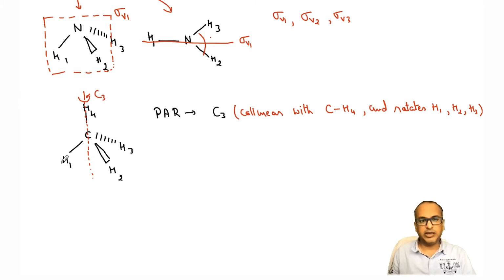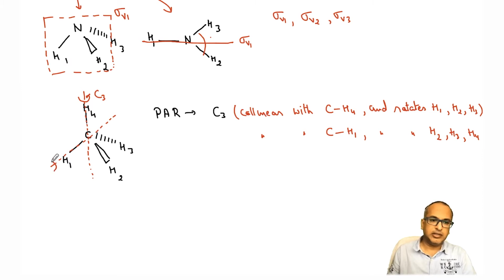Similarly, I can have a C3 which is passing through CH1. So I will say that there is another C3 which is collinear with the CH1 bond. And now this will rotate the rest of the three hydrogens, which are H2, H3 and H4. So this should be very easy to see now, right? This is my second C3 and this will be rotating anti-clockwise like this. So H2, H3 and H4 will be rotated now.